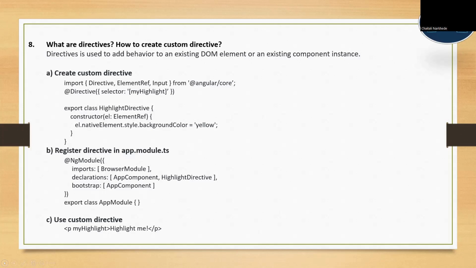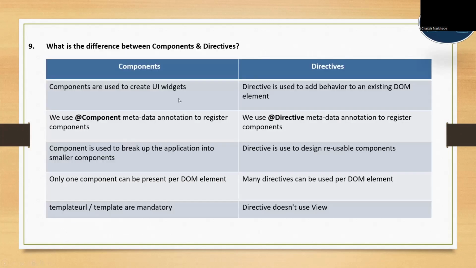Once you create the custom directive, you need to register that directive in app.module.ts. So you need to open the app.module.ts file. In the NgModule declarations section, you have to define your custom directive name. And to use that custom directive, you can refer to the below code. Here I am assigning the custom directive to a paragraph. So when I assign my highlight to the paragraph, its background color gets changed to yellow. So this way we can create custom directives.